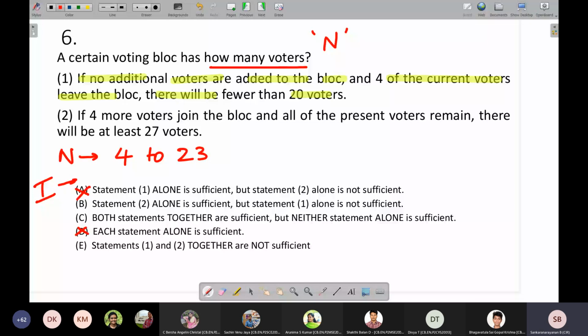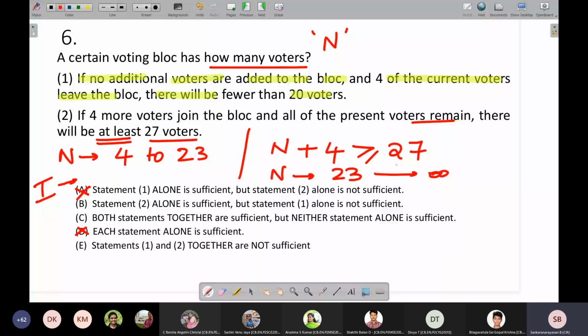Now let us consider statement 2 alone. It says 4 more join the block and the present voters remain, then there will be at least 27 voters, which means n plus 4, at least 27, means it could be 27 or more than 27. That is the logic. At least means minimum it could be 27 or anything more than that. If this is the scenario, you can see that n can take any value from 23 to infinity. Okay, anything you can consider. 23 to any value it can take.